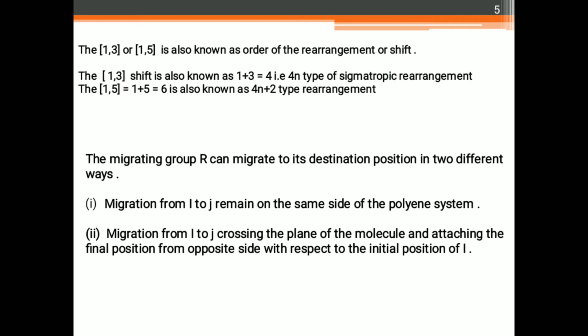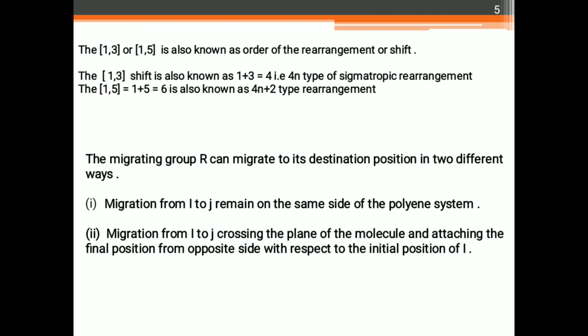1,3 or 1,5 is also known as the order of the rearrangement or shift. A 1,3 shift is also known as 1 plus 3 equals 4, so it is a 4n type of sigmatropic rearrangement. For 1,5, 1 plus 5 equals 6, so it is also known as a 4n plus 2 type of rearrangement.